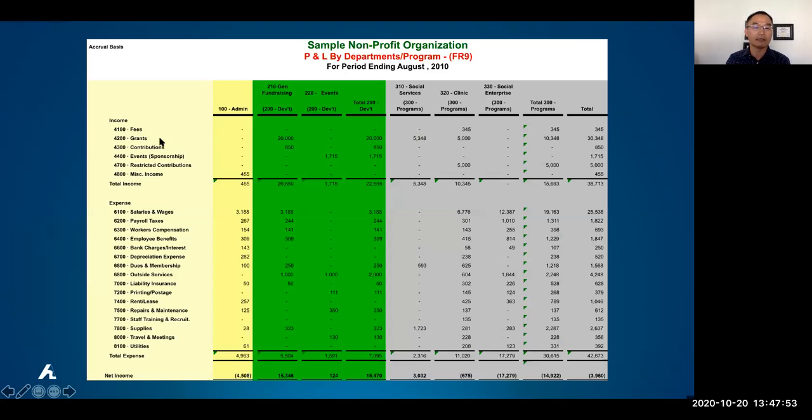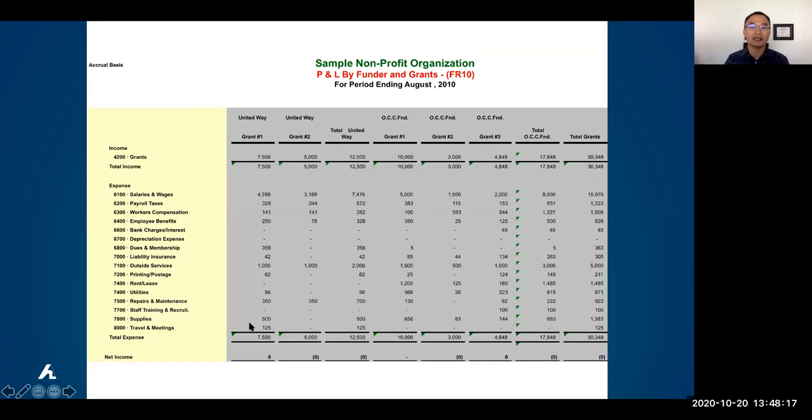So this is an example of a system we create. You have the revenues, you have the expenses, and then you have different programs, so by program. And this way it's very organized. When you do the audit financial reports, you have a program expense and admin expense and fundraising expense. And also when you do the 990, everything is there. And then this one is by funder or by grants, because some grants, they want you to submit a report every quarter or every year, how you used their money.